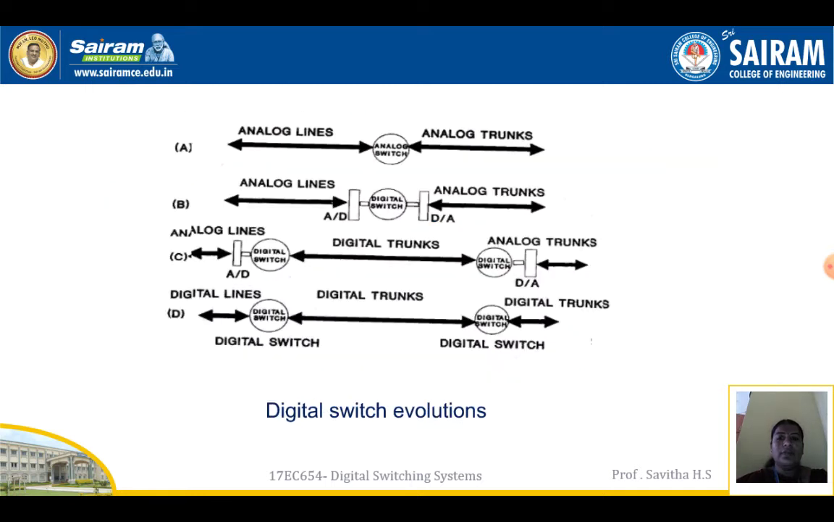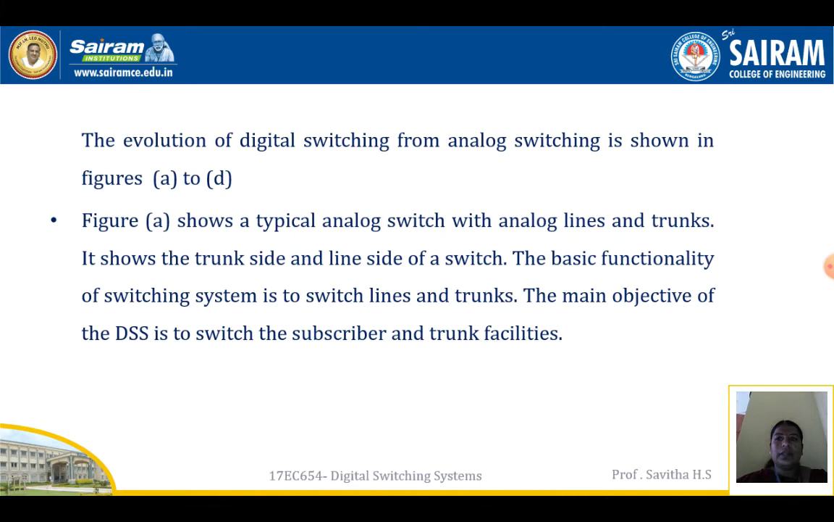Figure shows a digital switch evolution, that is analog lines and analog switch and analog trunks. The second one is analog lines, digital switch and analog trunks, that is analog to digital and digital to analog conversion. Likewise, figure C shows analog lines and digital trunks and analog trunks. Figure D, that is digital lines, digital trunks and digital trunks. The evolution of the digital switching from analog switching is as shown in the figure A to D.